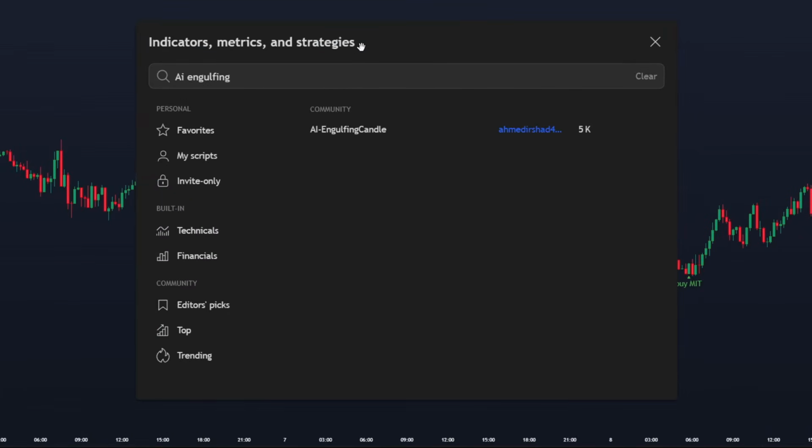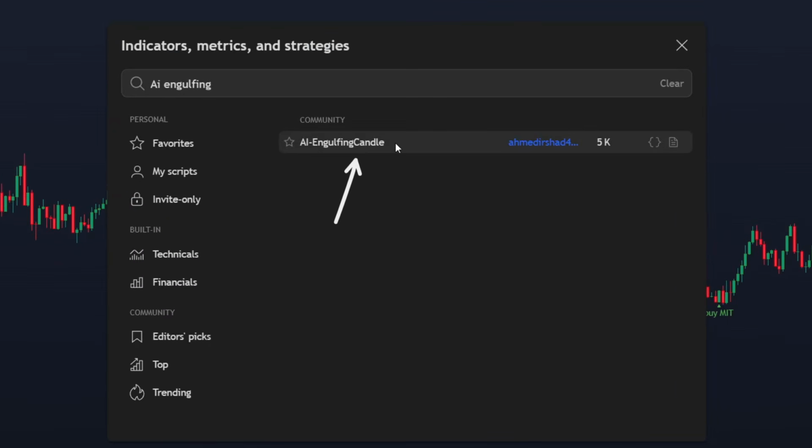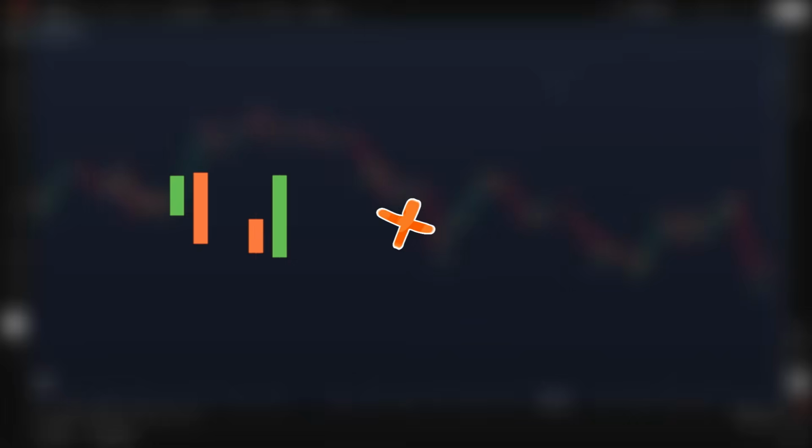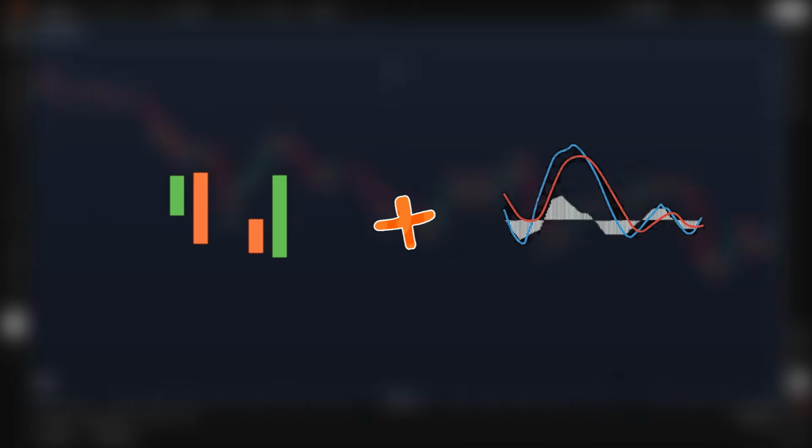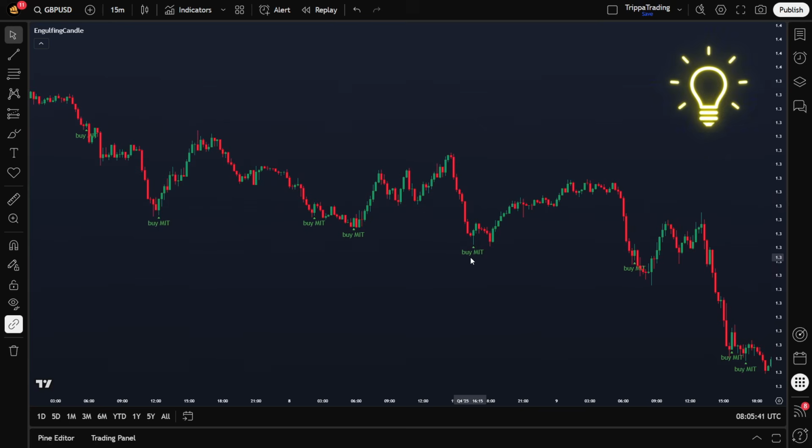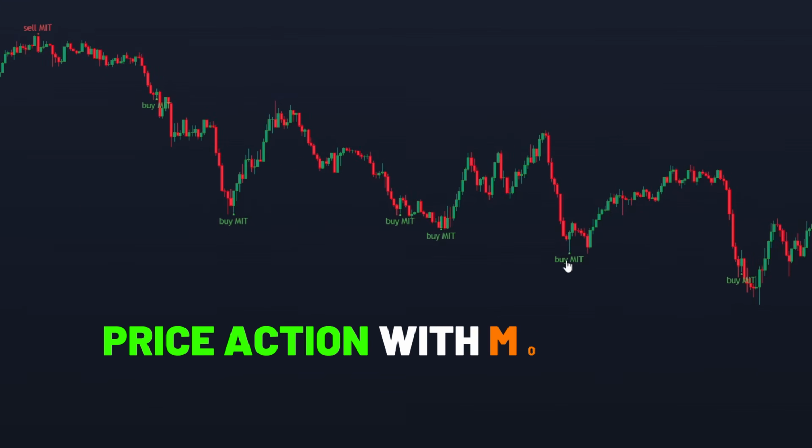Let's get started. The first one is the AI engulfing candle indicator. It's basically a mix between the engulfing candle pattern and the relative strength index, or RSI. The idea is simple. It combines price action with momentum.